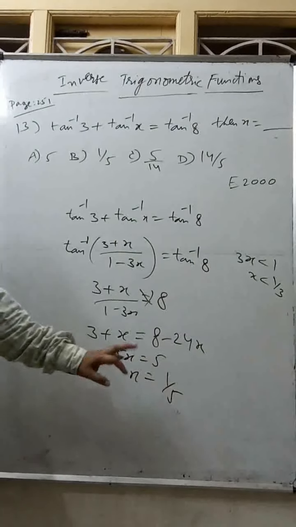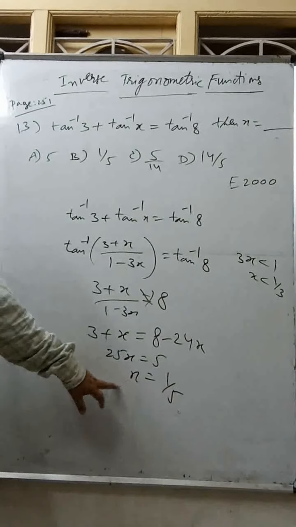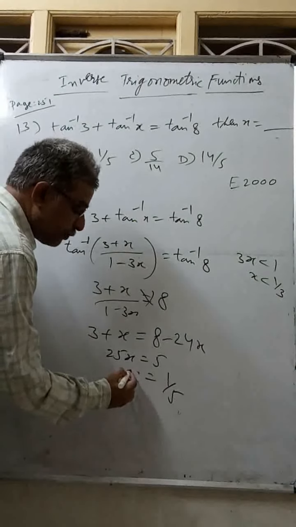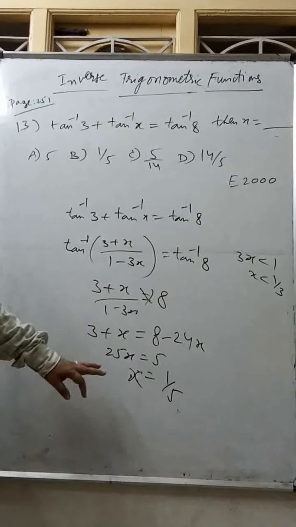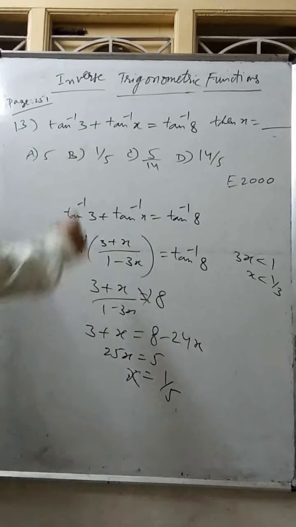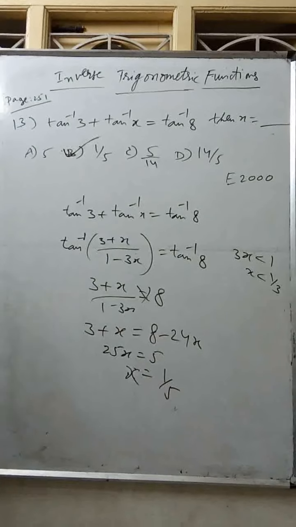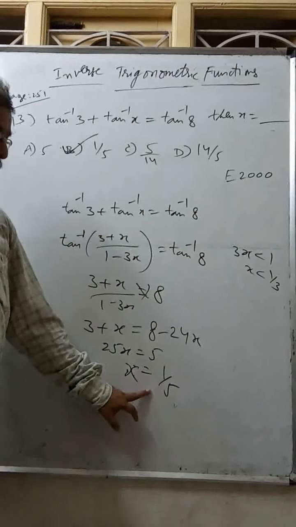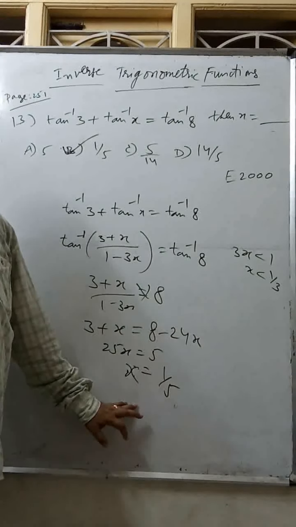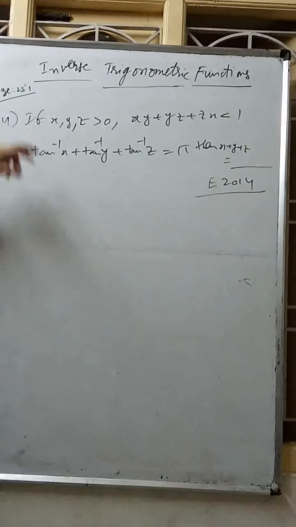1 by 5 is less than 1 by 3, so no problem. The x value is 1 by 5. Here there is no problem for this. So x is 1 by 5, and our answer is option B. In some cases, this value can be more than this, which you should not accept, and then we will go for the other formula.